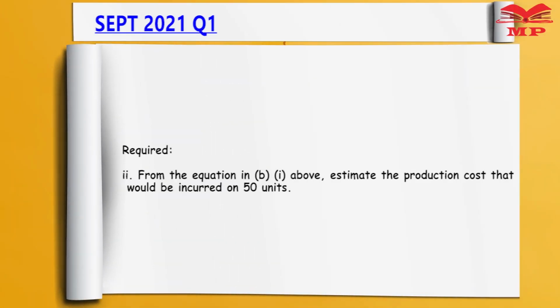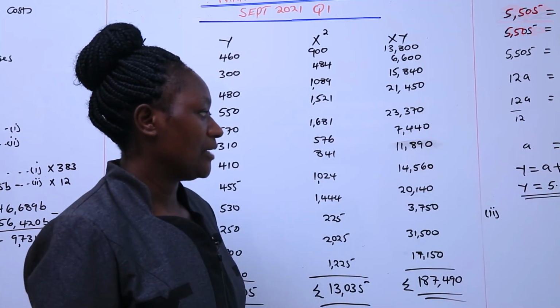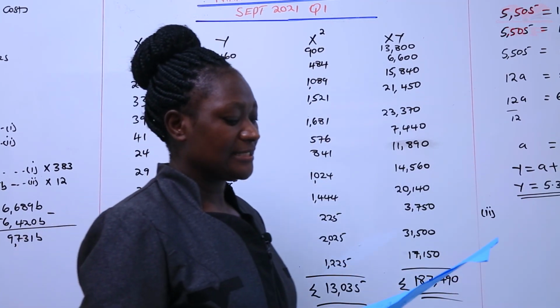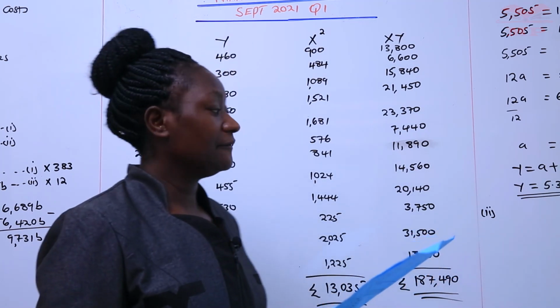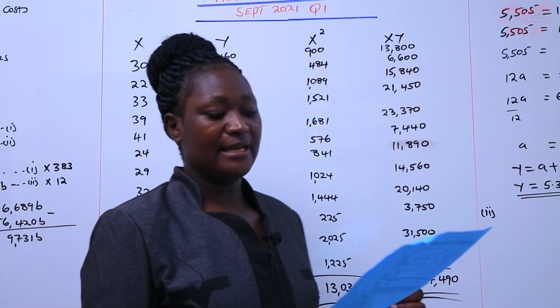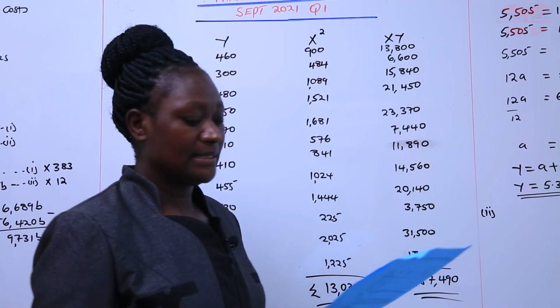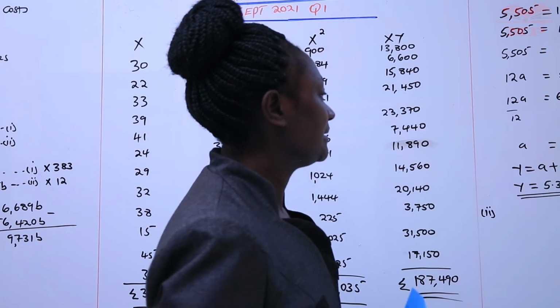So we now move on to part 2 of our question. So we were told in part 2 that from the equation in B1 above, estimate the production cost that will be incurred on 50 units. So what this statement is referring to is, we are simply to find y when x equals 50 units. So remember, our independent variable was the level of activity, which was in units, and that's normally abbreviated by x. So we are finding y when x is 50 units.